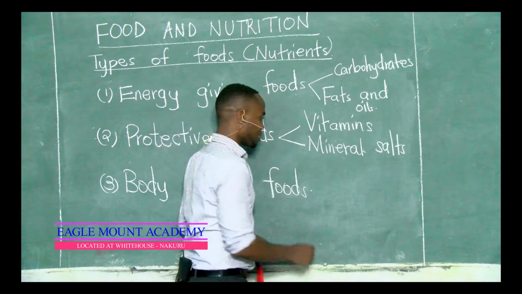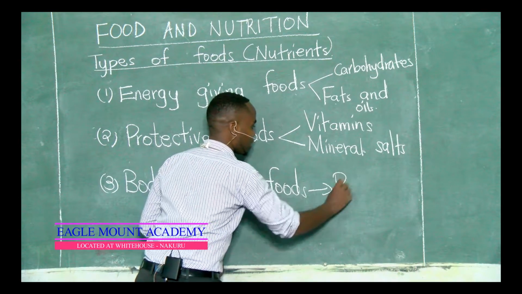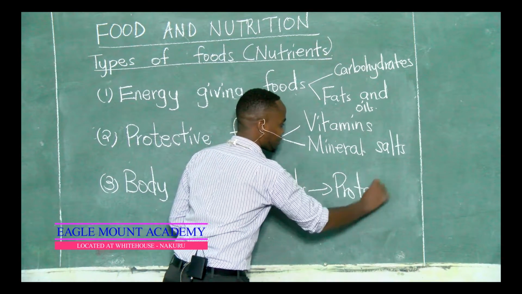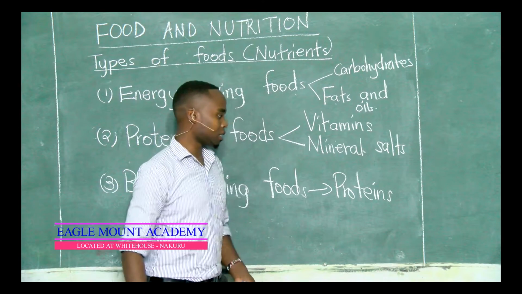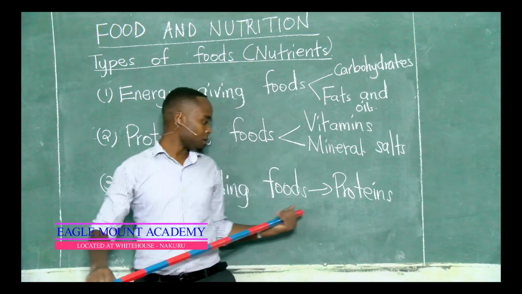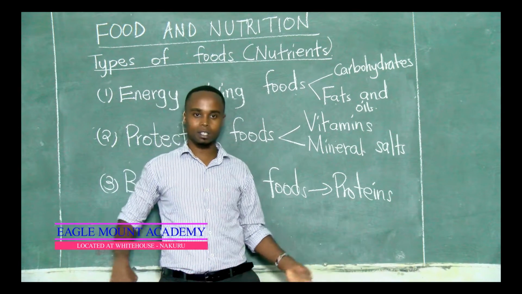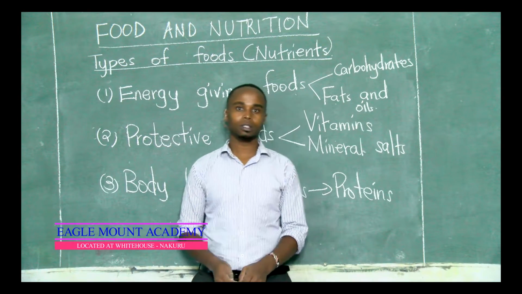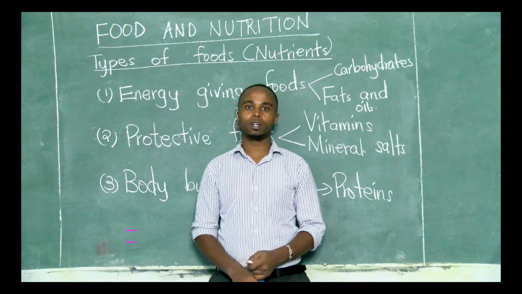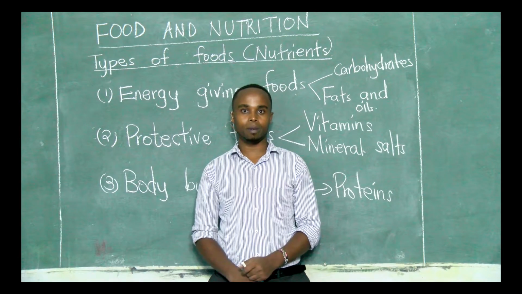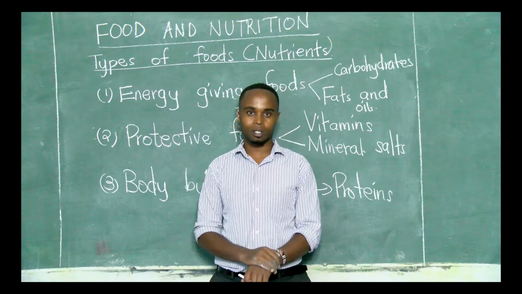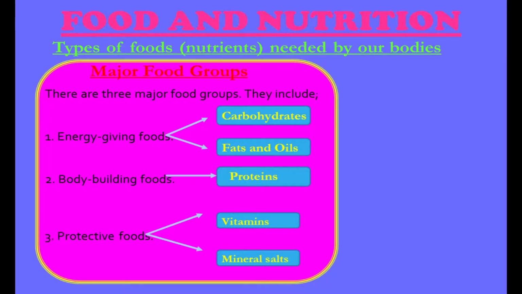And from there we have a nutrient called proteins. Proteins help in that. So bodybuilding foods, we have proteins. Proteins help in building and the growth of our bodies together with the repairing of the worn out tissues. So those are the three food groups that we have, the main food groups that we have.